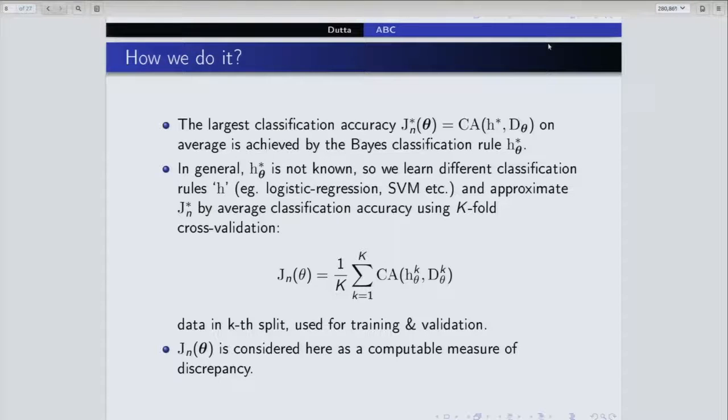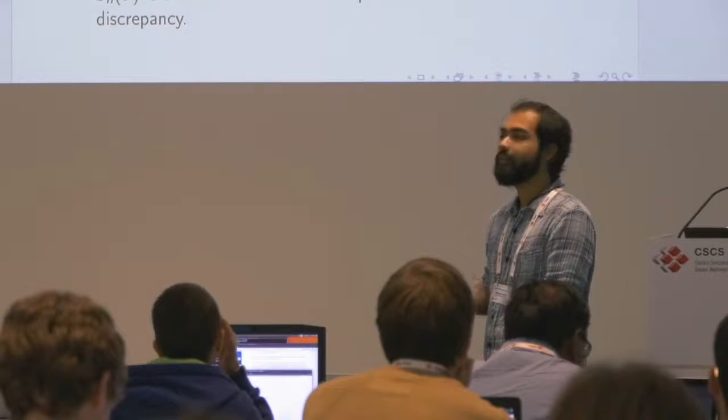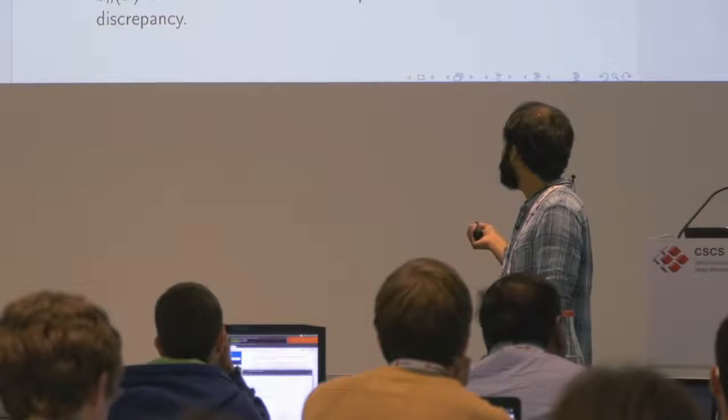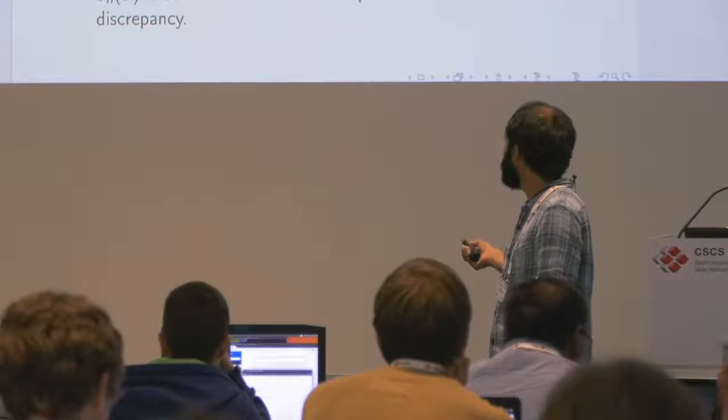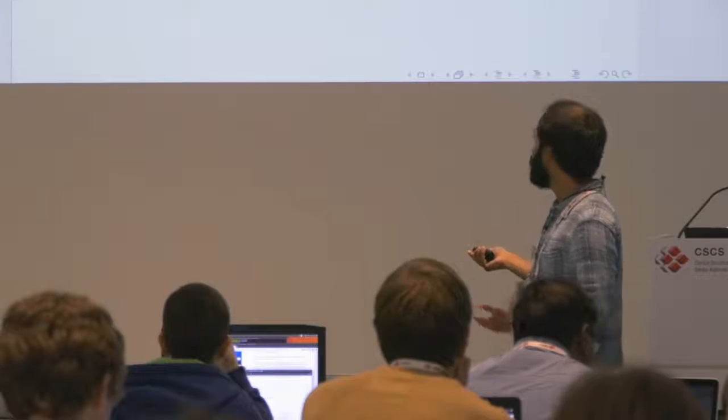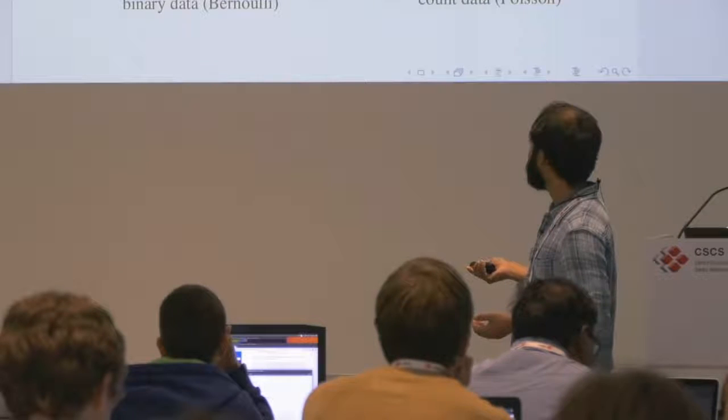So if you think about deep learning, logistic regression, what you learn in any fundamental stat courses or computer science courses, these are all approximations to the Bayes classification rule. But you can estimate this quantity with cross-validation and all this stuff. I'm not getting into those details. I will show you some examples.